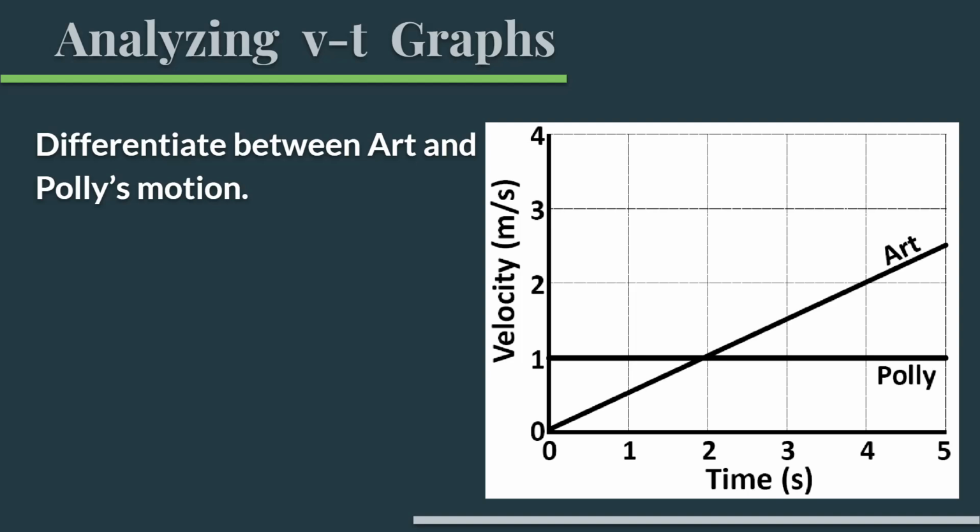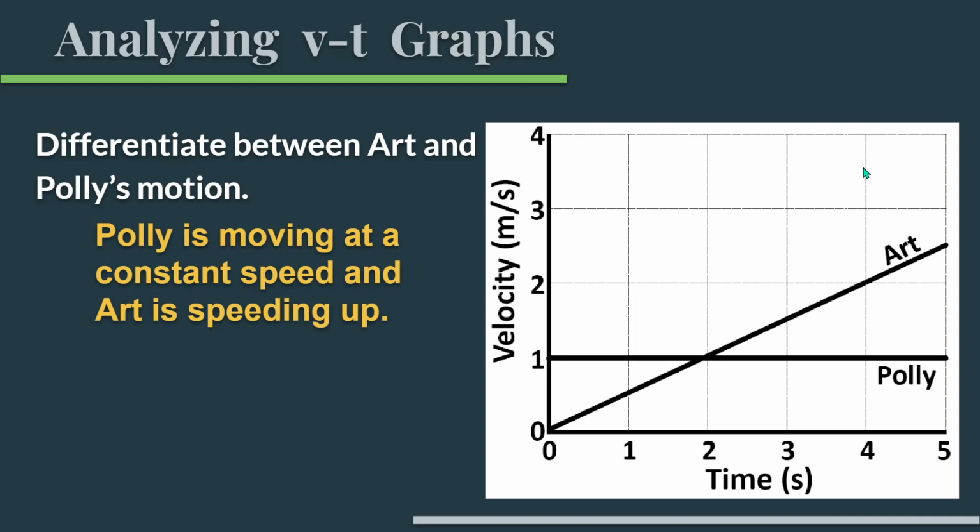All right. Bram, can you tell me how their motions are different? Art is accelerating and Polly is staying the same speed. Cool. Perfect. Polly's moving at a constant velocity, specifically a constant velocity of 1 meter per second. Art, on the other hand, is speeding up from 0 meters per second to about 2.5 meters per second over the course of 5 seconds. Okay, you don't have to give me that much. This is fine. Polly's moving at a constant speed. Art is speeding up. Perfect.